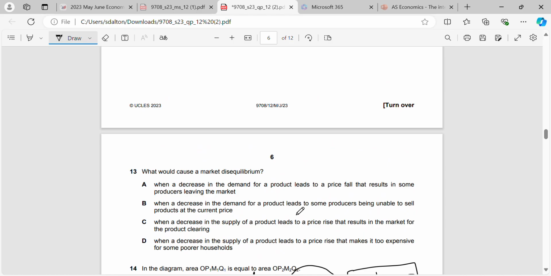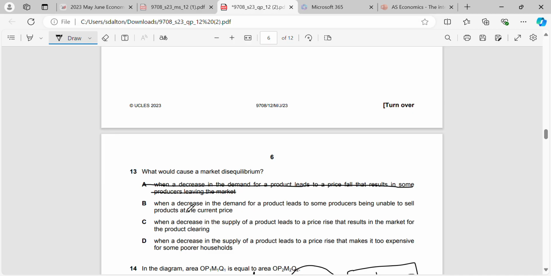Okay, 13. What would cause a market to be in disequilibrium? A decrease in demand for a product leads to a price fall that results in some producers leaving the market. Okay, that is not going to result in disequilibrium. That will just result in us reaching a new equilibrium.